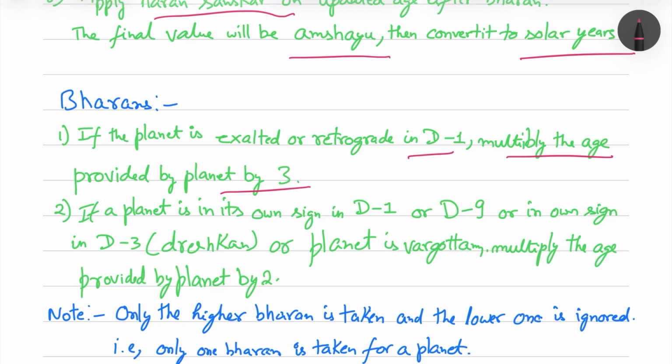Rule number 2 is if a planet is in own sign in D1 or D9 or in D3, or the planet is Vargottam, then multiply the provided age by 2. To summarize: first, if it is exalted or retrograde in D1, multiply the age by 3. Second rule is if the planet is in own sign in D1 or D9 or in own sign in D3, or the planet is Vargottam, then multiply the provided age by 2. We calculate these things individually. Whichever Bharan is higher, we apply only that.